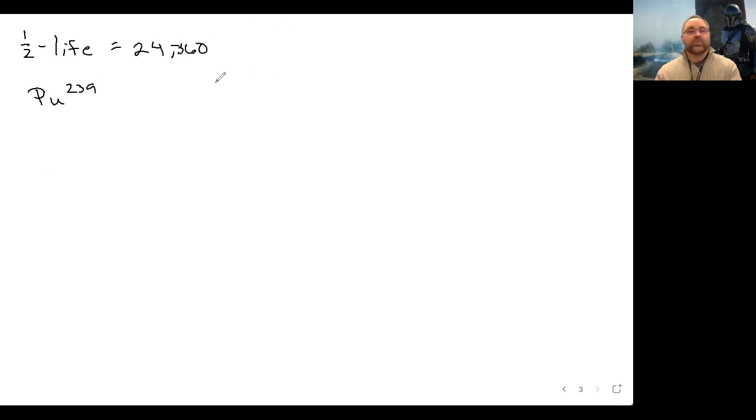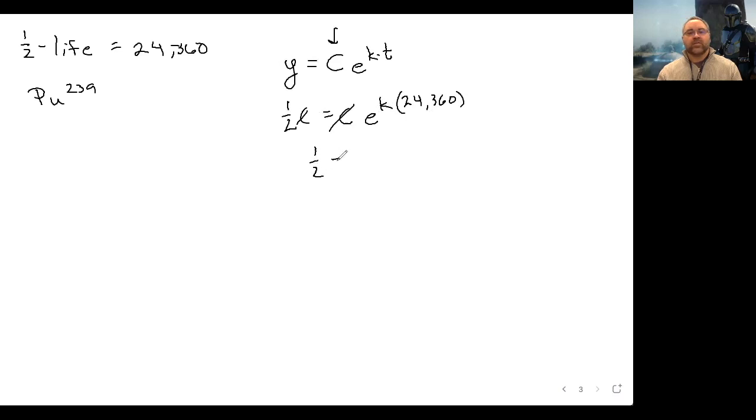The first thing we're going to do with this information is figure out what the constant is. Radioactive decay works like any of these other ones. You can always use this equation when the rate of change is directly proportional to the amount of material. So I'm going to start off with just saying half-life. If I start with an initial quantity of C, as we saw in the previous one, how much is left after 24,360 years? Half of C. Notice the C doesn't actually matter. It divides right out of the equation. And so we end up with 1/2 equals e to the 24,360 k.